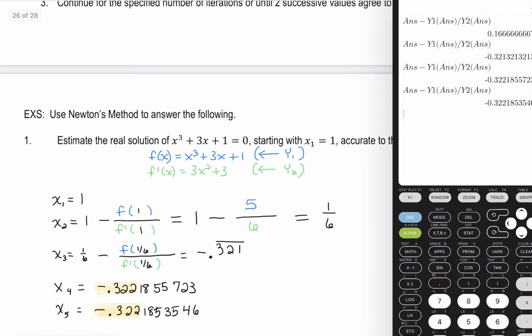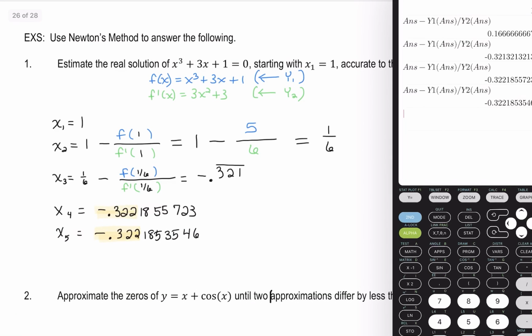And in fact, looking at what we have here, we could actually say that our real solution is approximately negative 0.322, and we actually have agreement out a few more decimals, 185. So we only had to get agreement to 3 decimals, but hey, for free, we ended up with agreement to 6 decimals. Okay, so that's how we can do Newton's method pretty efficiently with our graphing calculator. We'll look at another example of this next time.